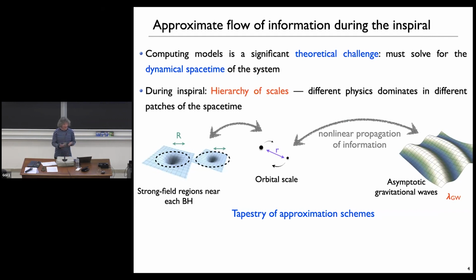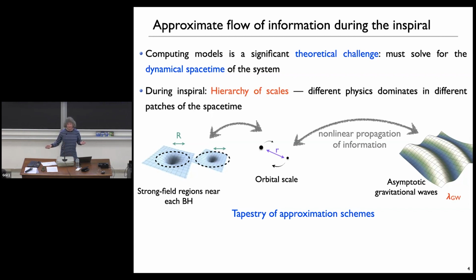But there are some regimes where there's a clear hierarchy of scales which we can exploit to make some analytical approximations. And unfortunately, it's not possible to have one approximation for the entire space-time. We have to really look at different patches of the space-time and make different approximations in each. And then the key role of the modeling is also to connect the information between the different regimes. So for example, we have the strong field regions near each black hole, which we have to treat in fully non-perturbative relativistic theory.